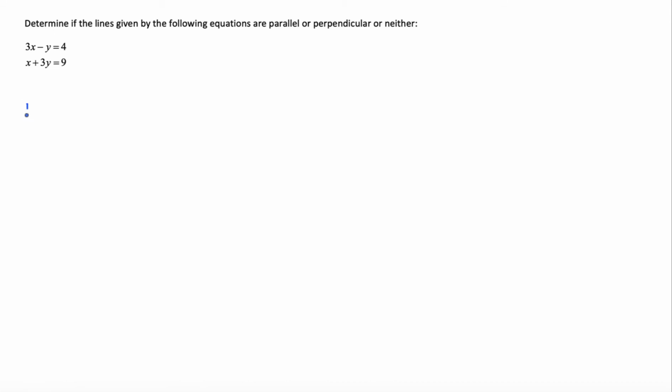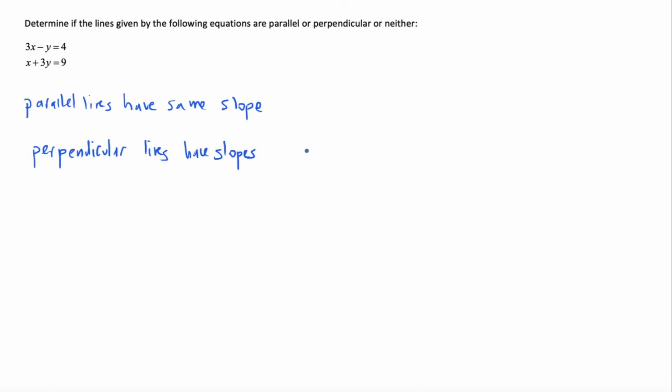The main idea is that parallel lines have the same exact slope. So the slope should be exactly the same number. What about perpendicular lines? Well, first of all, what does it mean for lines to be perpendicular? Perpendicular lines cross at a right angle. Not just cross any random way, they have to cross at a right angle. So it turns out that perpendicular lines have slopes that are what we say negative reciprocals.